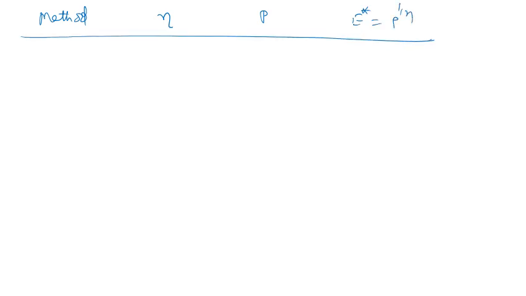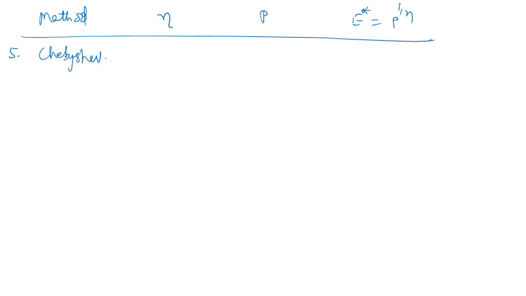The fifth one, what is this? For this method, number of function evaluations p, efficiency index p to the power of 1 by n. Right? What is the next method? Bisection is over, secant is over, NRM is over. So the fifth method is the Chebyshev method. Let us see.